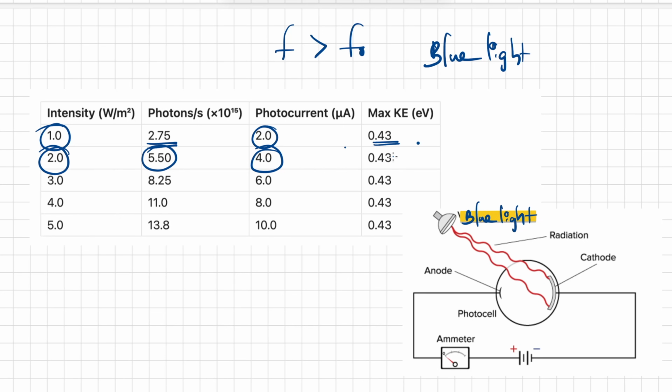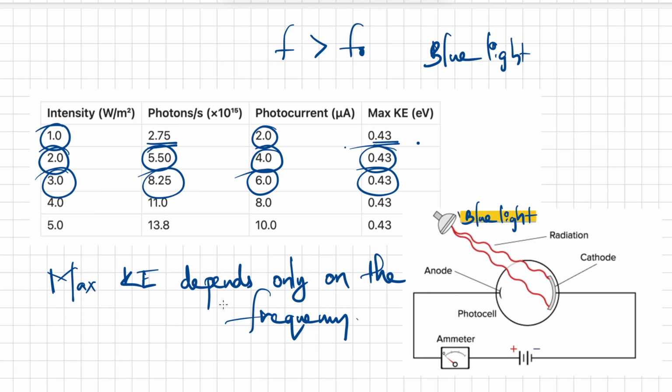But kinetic energy, maximum kinetic energy remains the same. Again, you are increasing the intensity, number of photons per second is increasing, photocurrent is increasing, maximum kinetic energy remains the same. So increasing the intensity does not change the maximum kinetic energy. Maximum kinetic energy depends only on the frequency. I'll tell you why in the next video when we learn the equation for photoelectric effect.